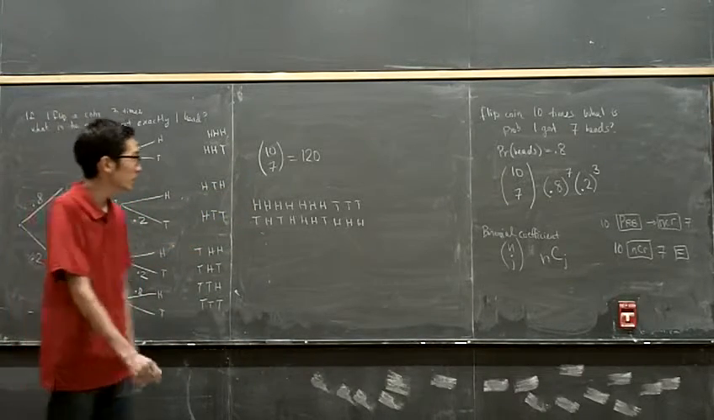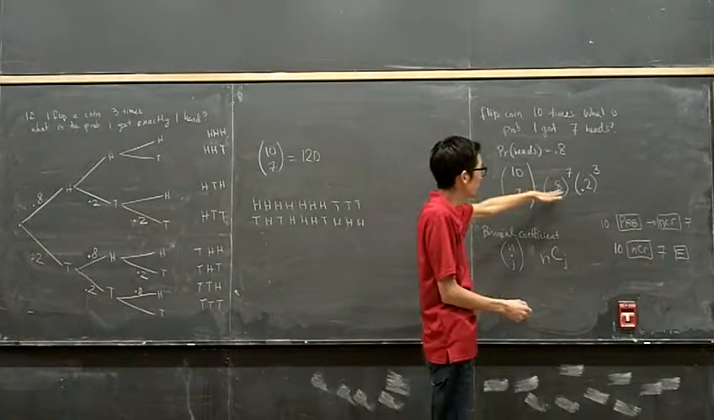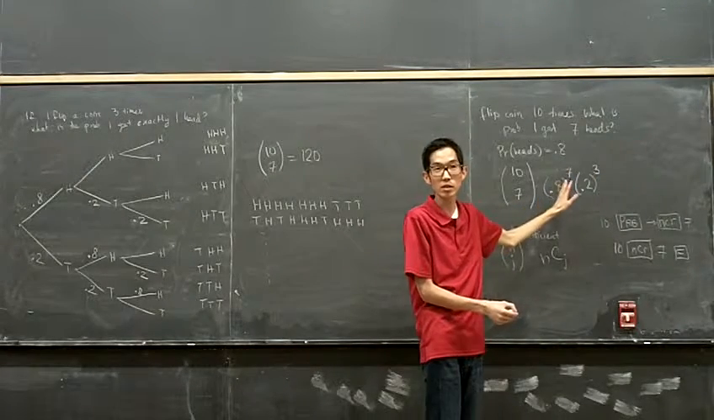So anyway, the answer to the question then is going to be 120 times 0.8 to the 7 and 0.2 to the 3. Is that okay? Yes. We got this? All right.